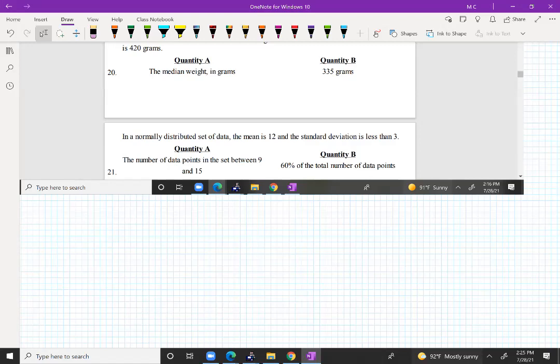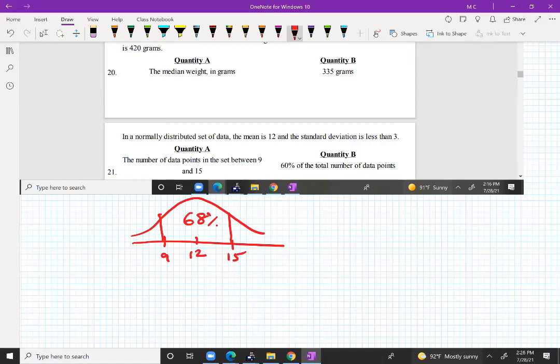If you add 3 to 12, it's 15. If you take away 3 from 12, it's 9. If you draw the picture, 12 is right in the middle, 9 on the left, 15 on the right. So you automatically know this one has 68%, if the standard deviation is the maximum, which is 3.